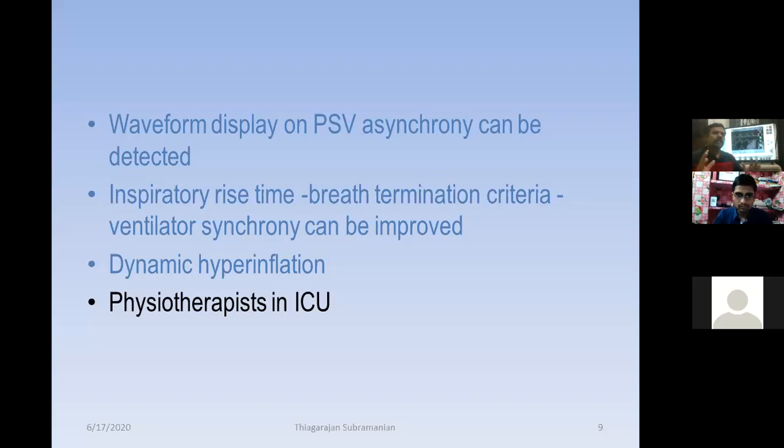The current scenario is COVID-19. Physiotherapists are keen on positioning the patient for at least a minimum of 10 hours a day, especially this awake position. This position is used when the patient is awake. Which position is it? Has anyone shared in the chat box?